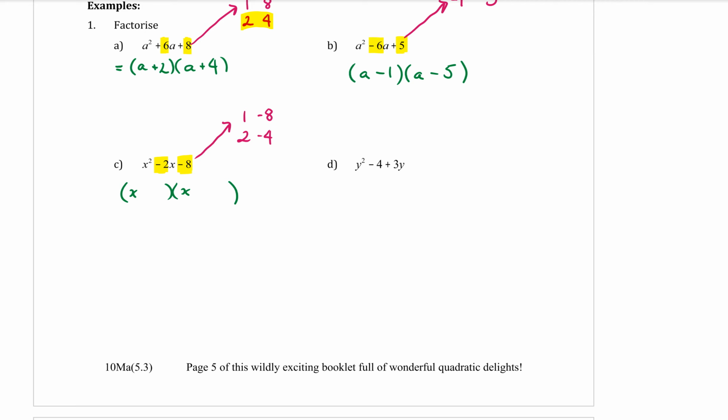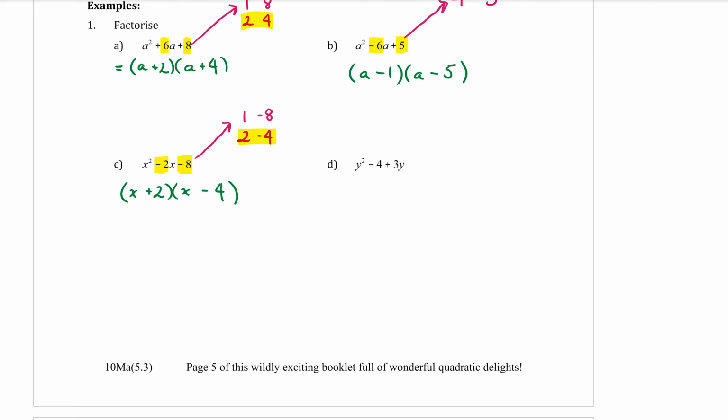1, 1 take away 8 is -7. That's not right, it doesn't give me the -2 that I need. Let's try the second one. 2 take away 4, that makes -2. So those numbers work. So they are the numbers I put in the bracket. I have a +2 and I have a -4. It doesn't matter if you put the -4 first and then the +2 over there. The order is not important.